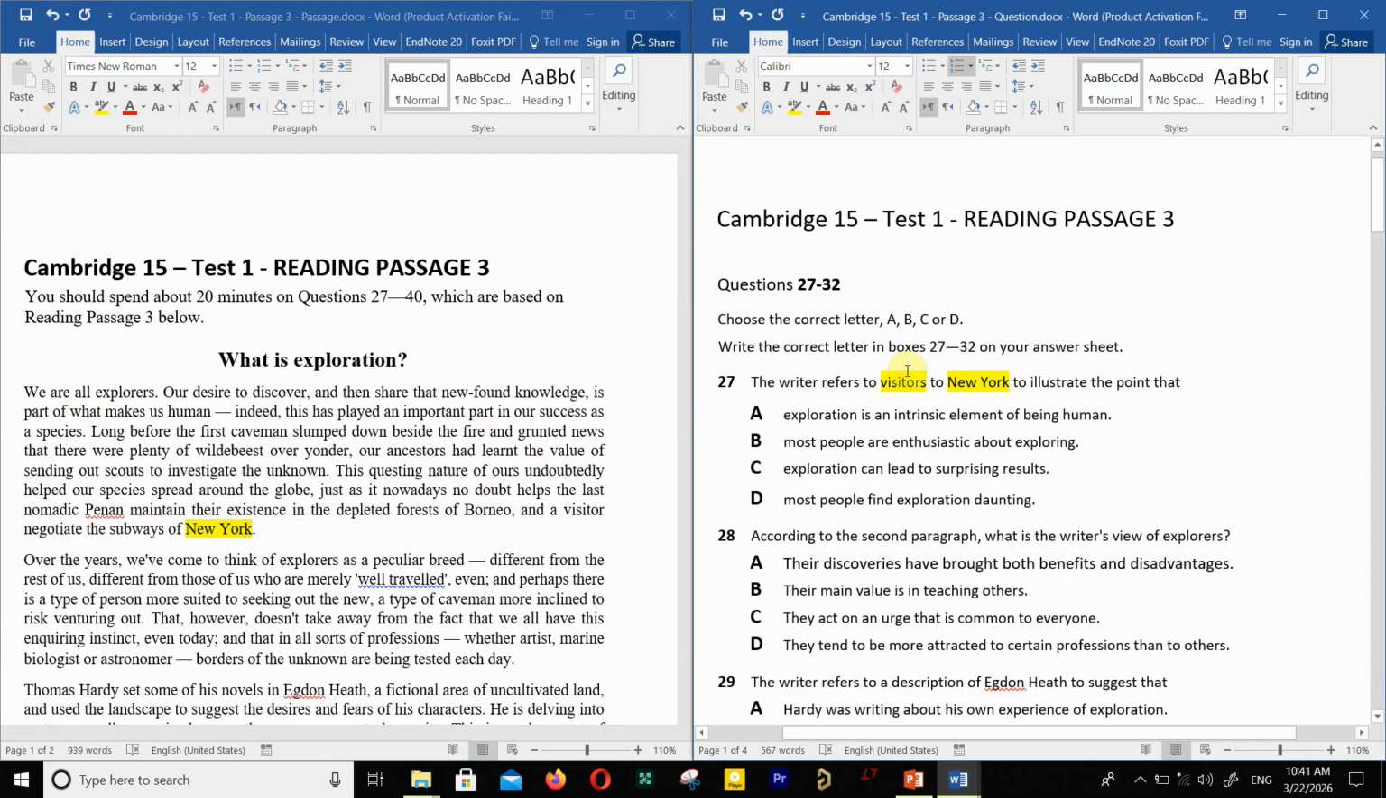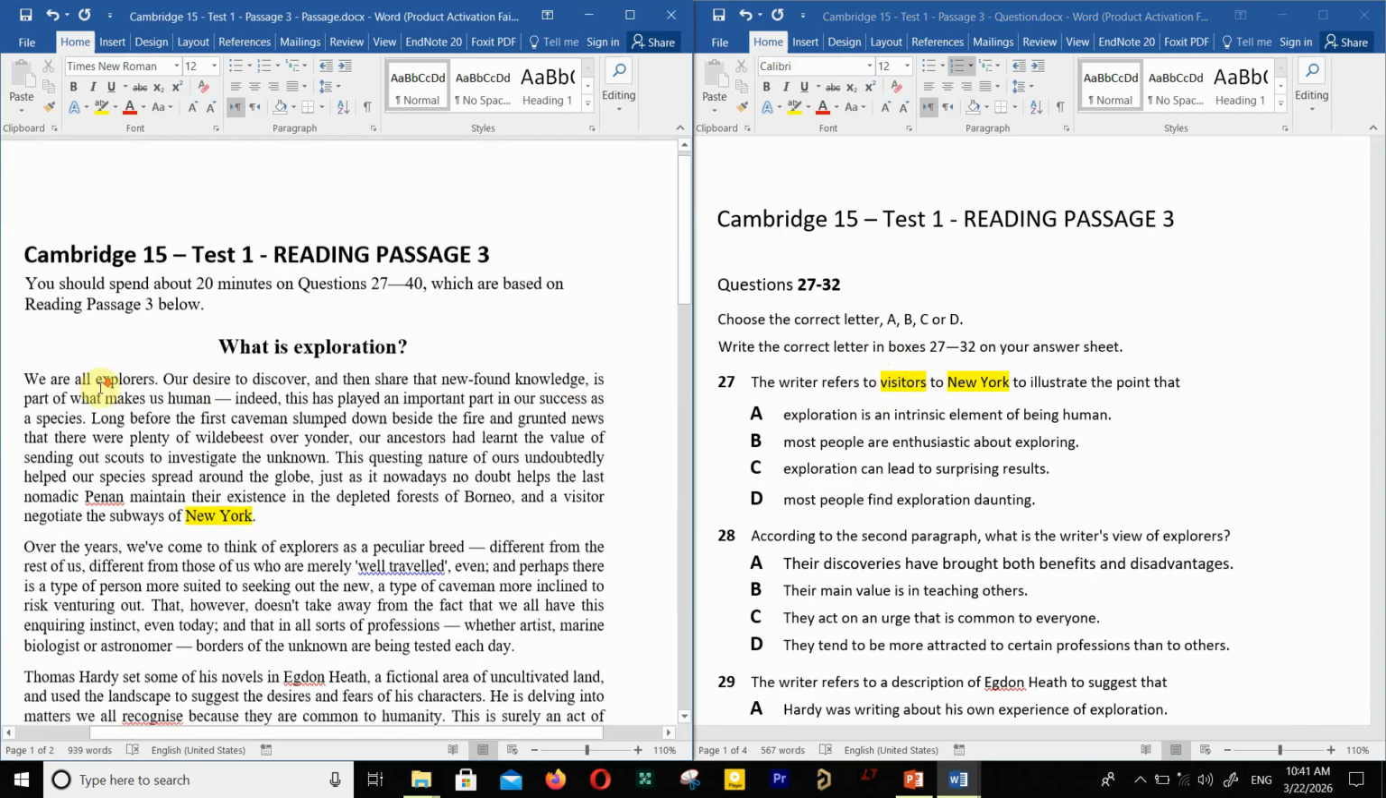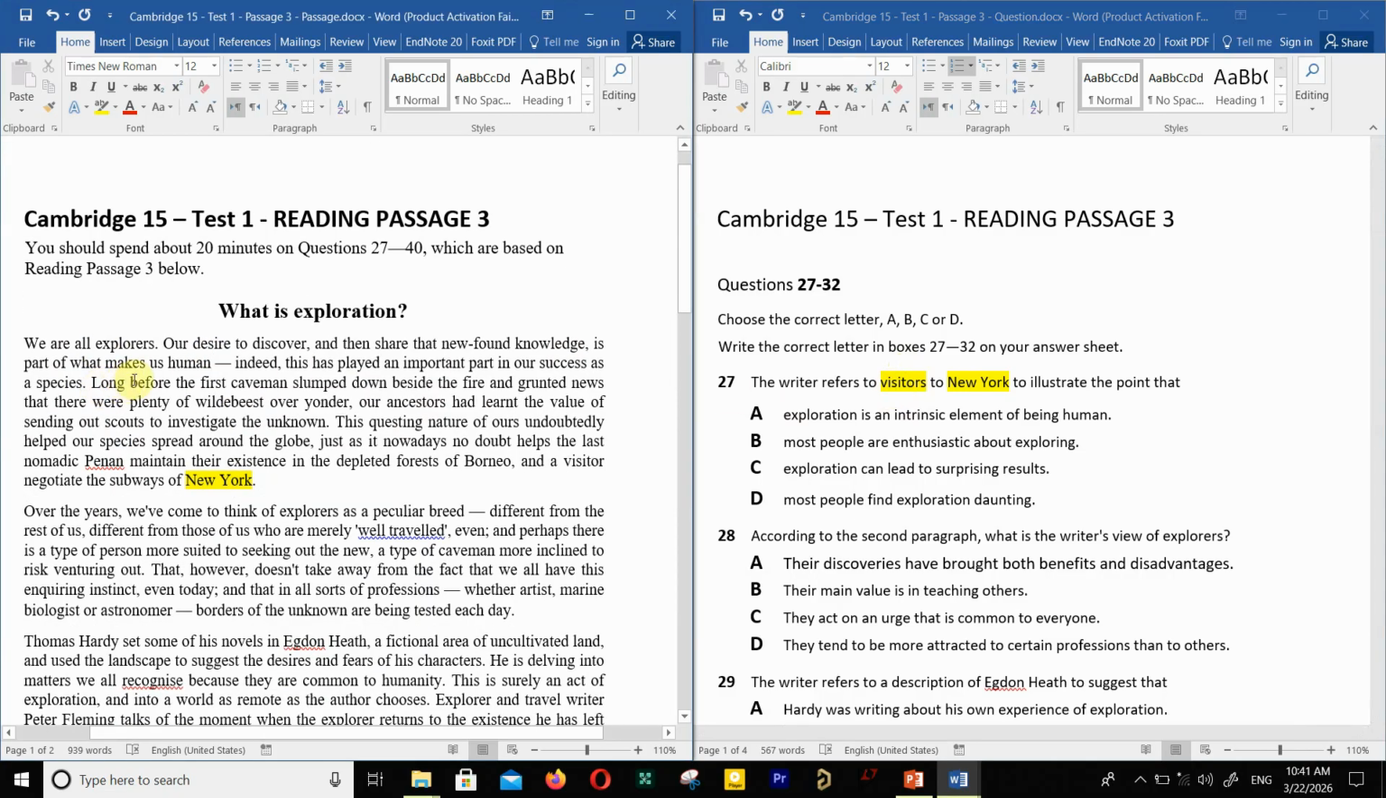Visitors. Maybe they paraphrase visitors. I don't know, maybe travelers or tourists. You have to familiarize yourself with paraphrasing in the IELTS exam. All parts of the IELTS exam are about paraphrasing. So here it says that we are all explorers. Our desire to discover and then share that newfound knowledge is part of what makes us human.